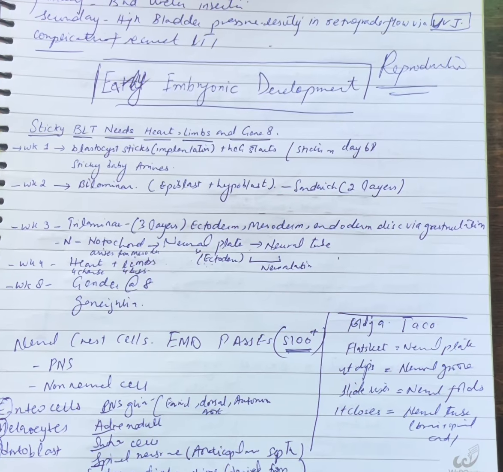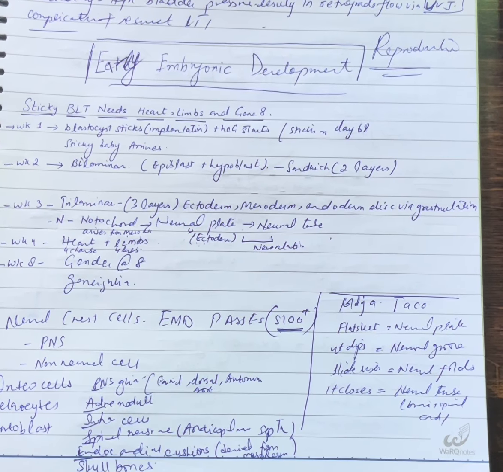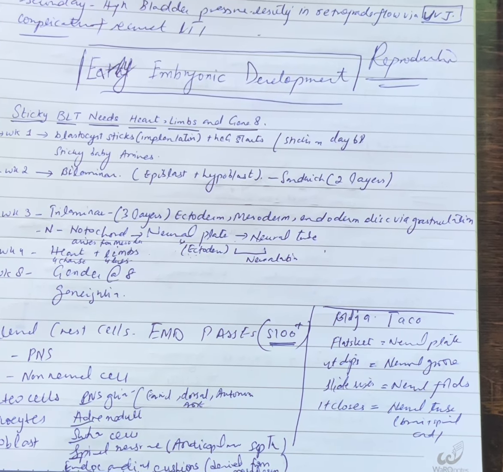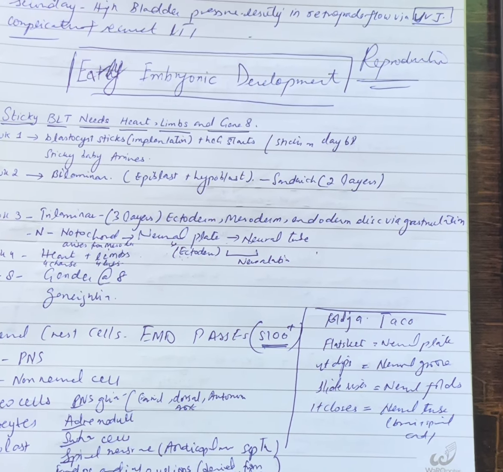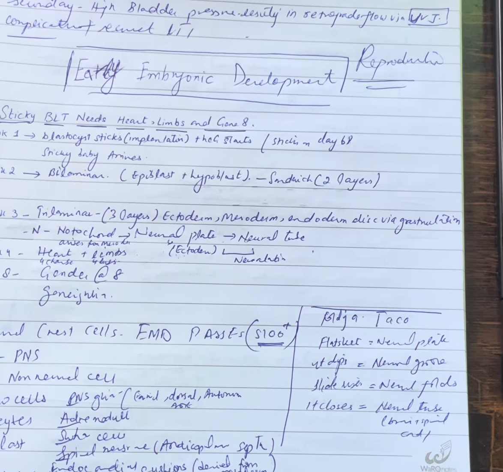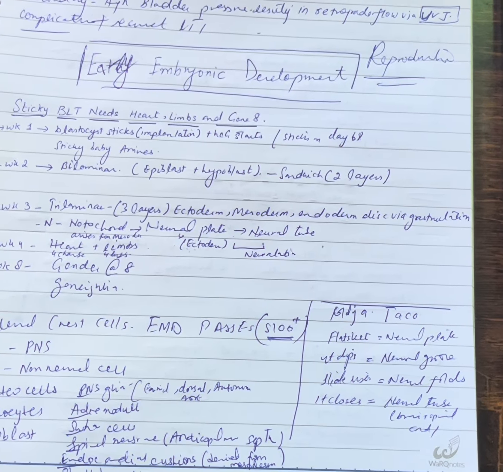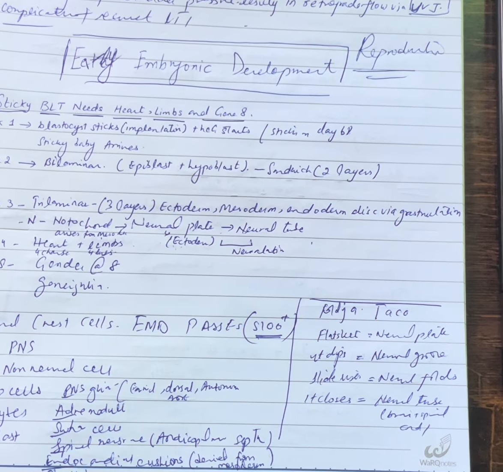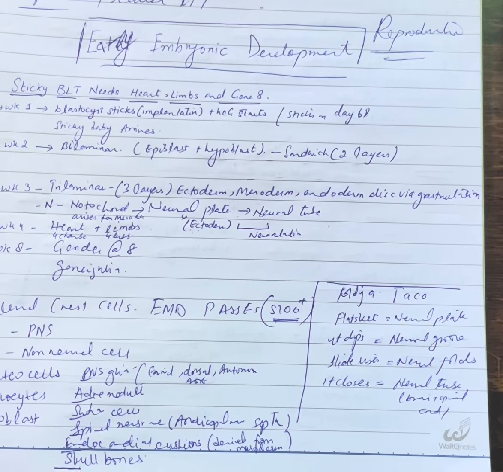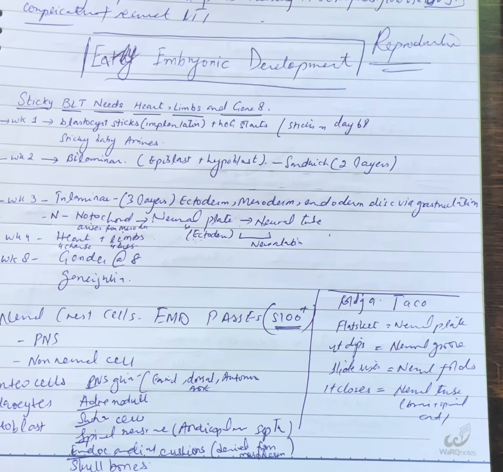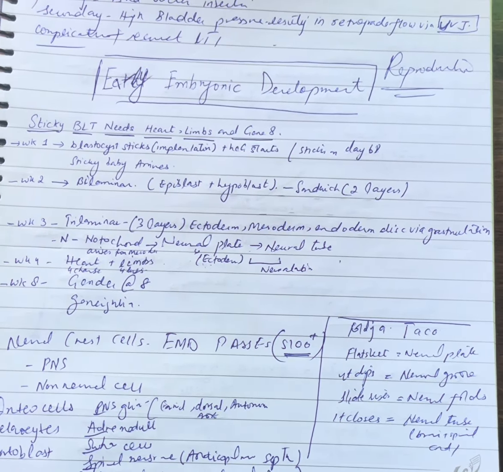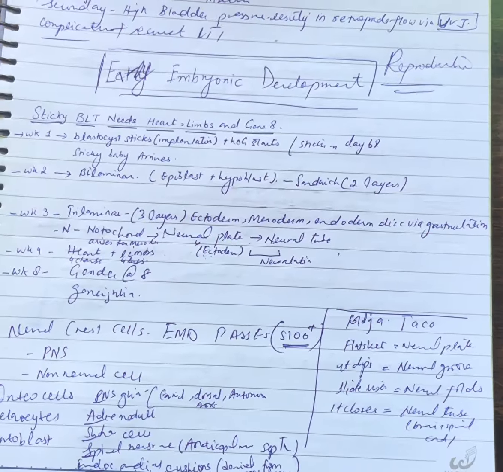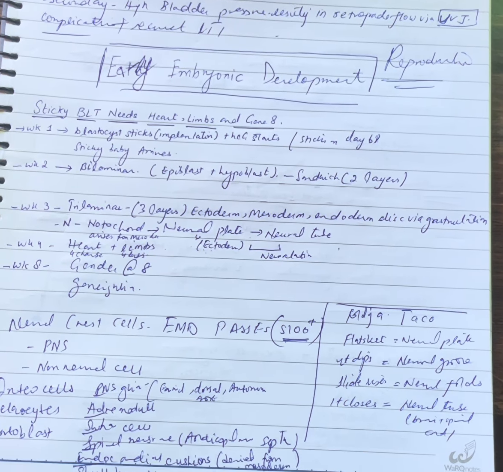You can remember the neural folds or the neural tube as folding a taco. When it's a flat sheet, there's a neural plate, and the dip in the flat sheet is the neural groove, and the sides which are raised are the neural folds, and when they close, they form the neural tube. So sticky: B is for bilaminar, L is for the trilaminar, and N is for the notochord.